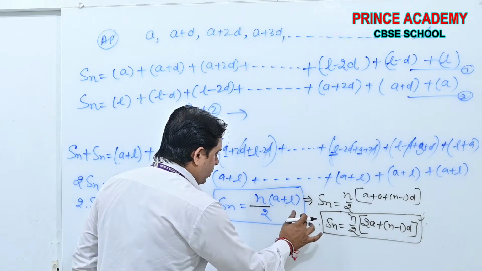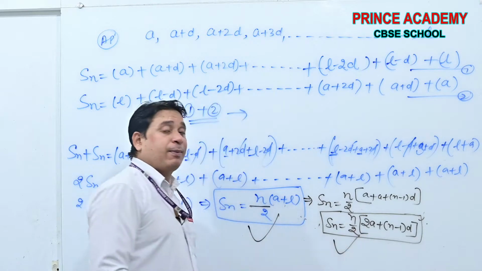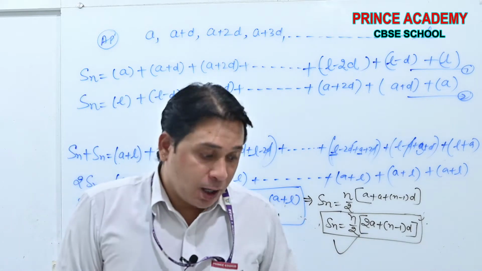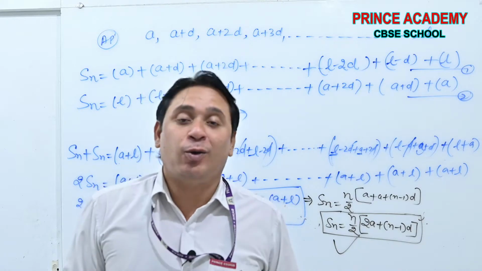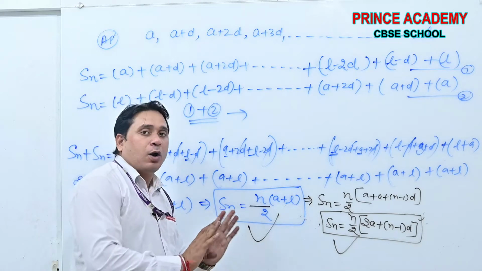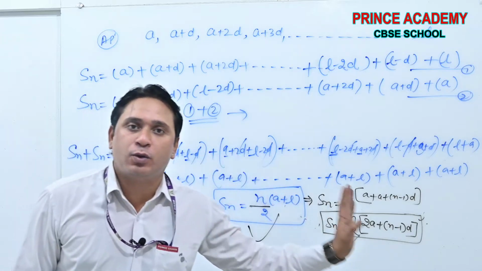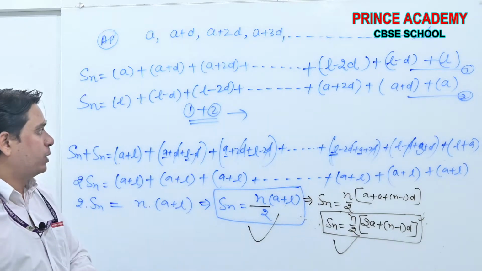This is the first form. This is the second form. See beta, both are useful. Both are useful according to the question. We do use, according to the question, both terms, don't worry. Both formulas we will use.